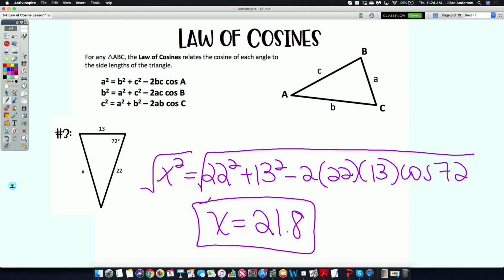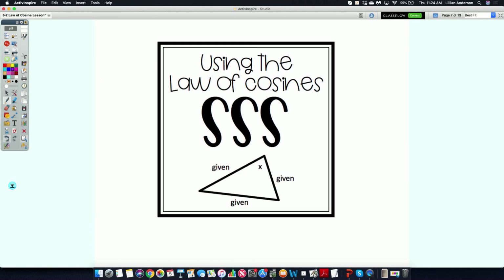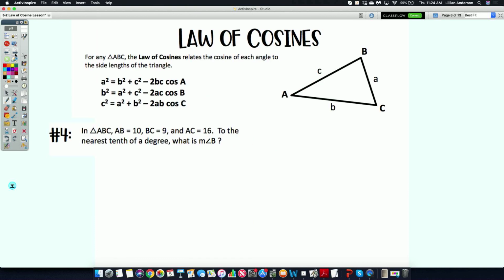Questions on finding side lengths using the law of cosines. You use the same formula when you're given all 3 sides and you're trying to find an angle, okay? You use all the same formula. So in number 4, we're given all 3 sides. AB is 10, BC is 9, and AC is 16, and we're trying to find angle B.